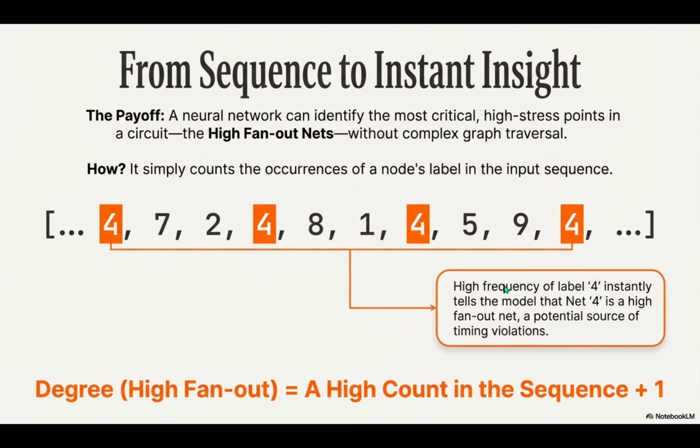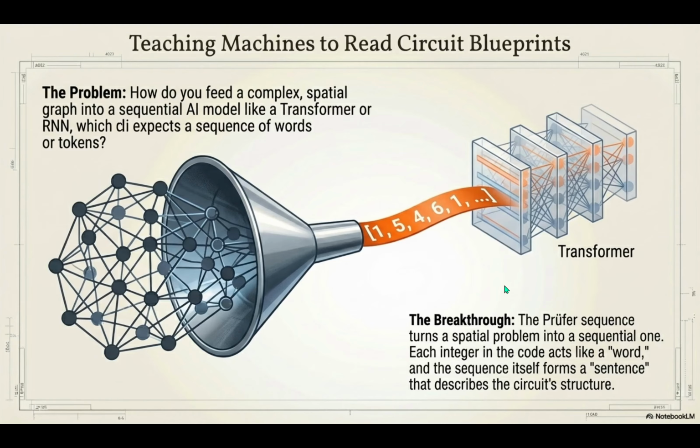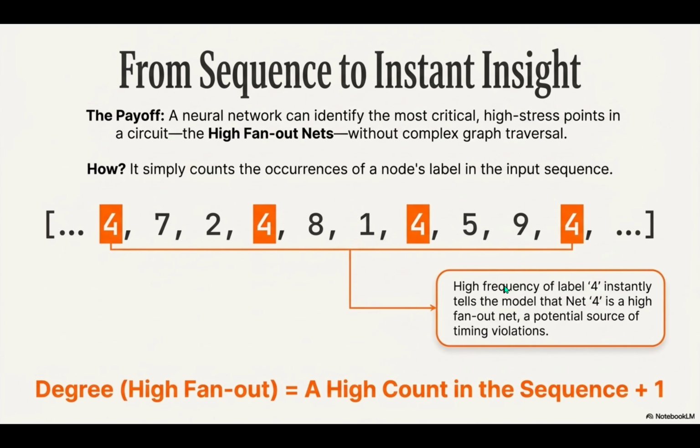And how does it do that? Does it just tie back to that degree formula from earlier? It absolutely does. The AI model doesn't need to run a simulation. It just reads the input sequence and counts how many times each node's number appears. And if a number appears a lot, it's a high fan-out net. It's a major hub. The AI immediately flags it as a potential bottleneck for timing or a hotspot for congestion months before that design would ever be physically simulated. It saves an unbelievable amount of time.